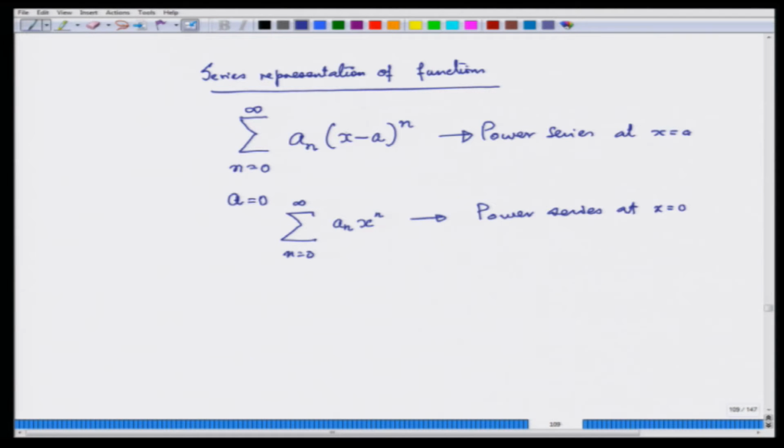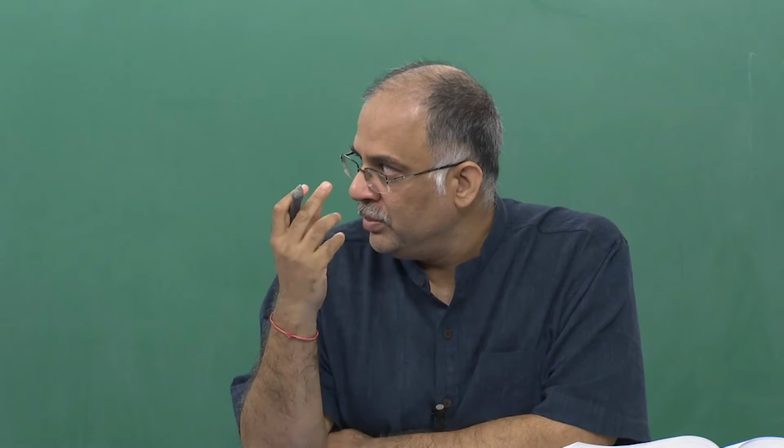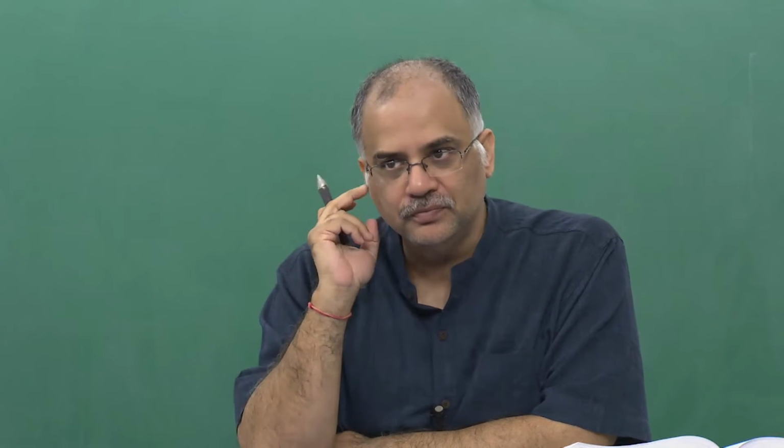Here you see that this is a power series represented around the point x equal to a. The coefficient of the nth term is a_n, multiplied by x translated by something, the nth power of that. Here also, if I put a equal to 0, it becomes summation a_n x to the power n. Now, the question here is, what do you mean by the convergence of such a series?